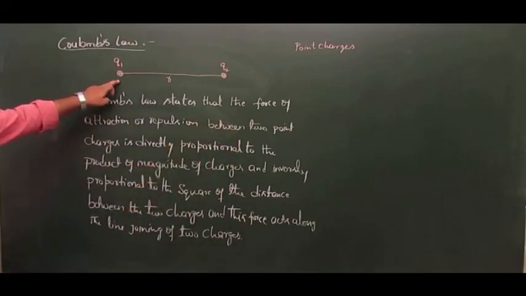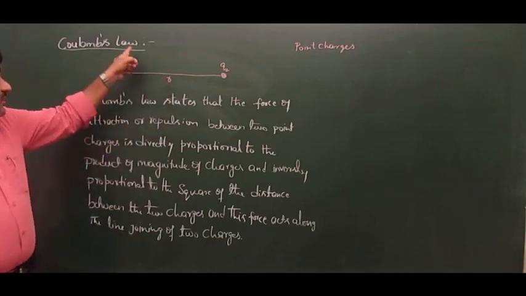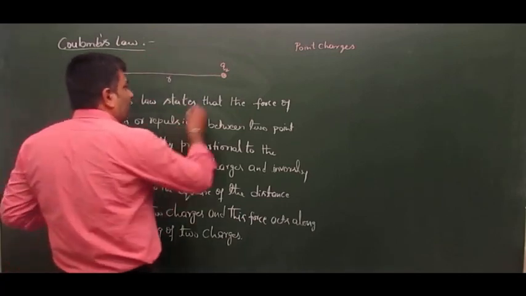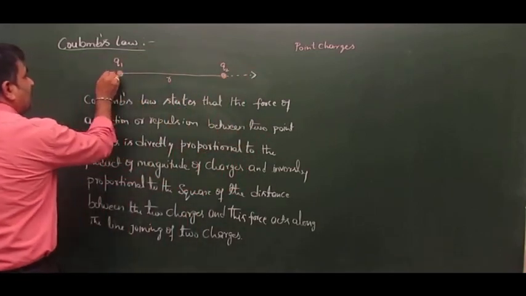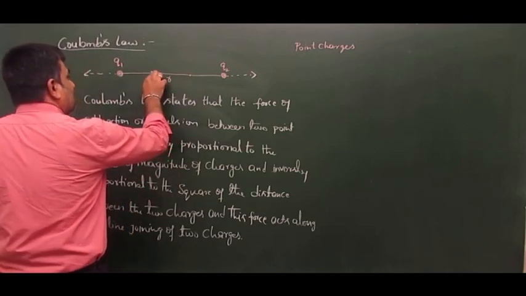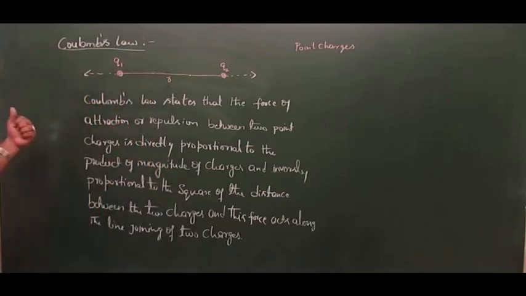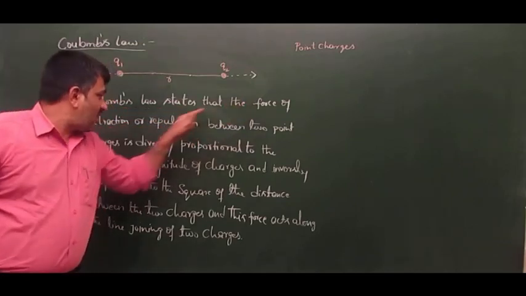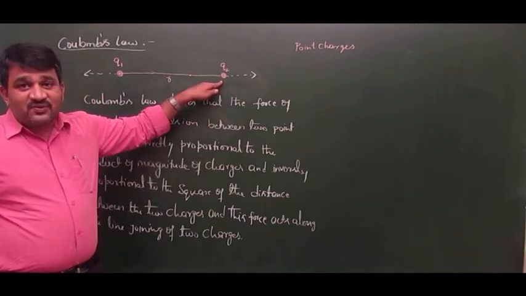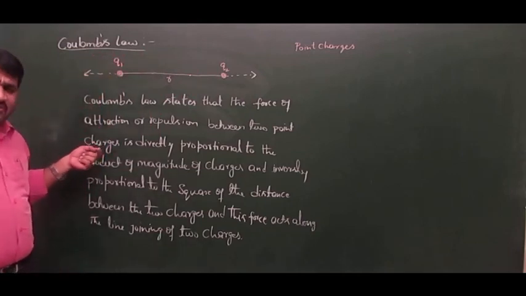See here, two charges are there and there is a separation between the charges. The force may be attractive or repulsive depending on the polarities of the charges. We don't know exactly what polarities are there. That's why in the diagram we can show the force in this direction or in this direction. If the charges are of the same kind, then the force is repulsive only. Coulomb's law states that the force of attraction or repulsion between two point charges. Point charges means the radius of the charges is very much less than the separation between the charges. That's why it is called point charges. They are very small charges.